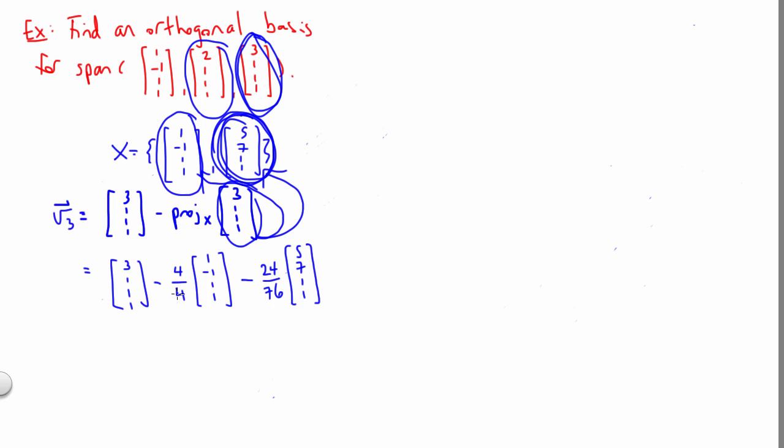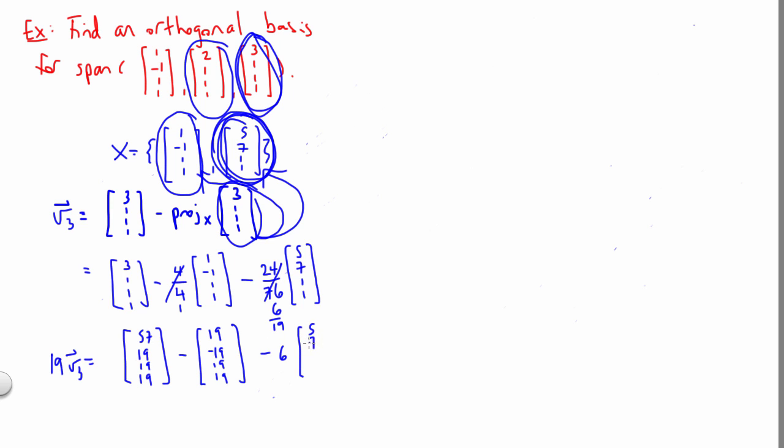So let's think about simplifying these fractions here. This 4 over 4, that's really just 1. This 24 over 76, let's call that 6 over 19. And just like before, we're free to clear these fractions here. We can multiply v3 by any non-zero multiple that we like, and that will not change the direction of v3. So let's take 19 v3, multiplying through by 19. And then our second vector, that's going to get multiplied through by 19 as well. Multiplying the third vector by 19, that's just going to clear that denominator there. So we're going to have minus 6 times 5, 7, 1, 1.